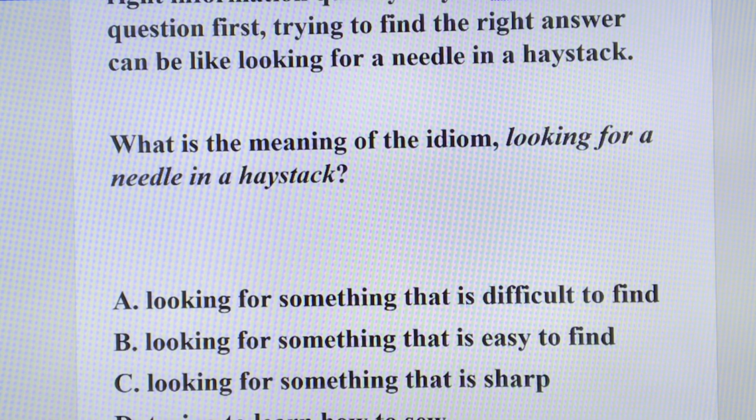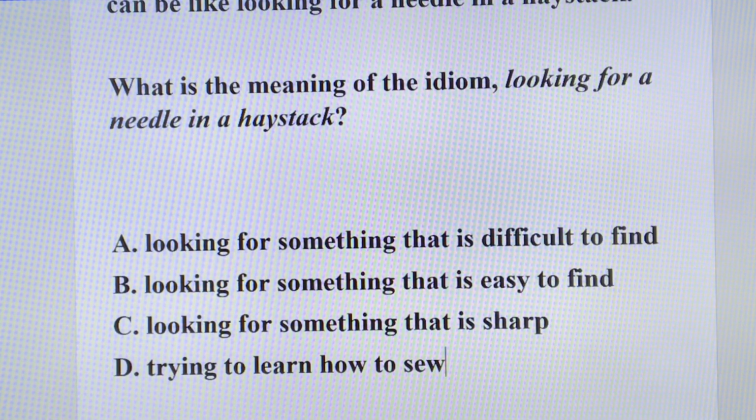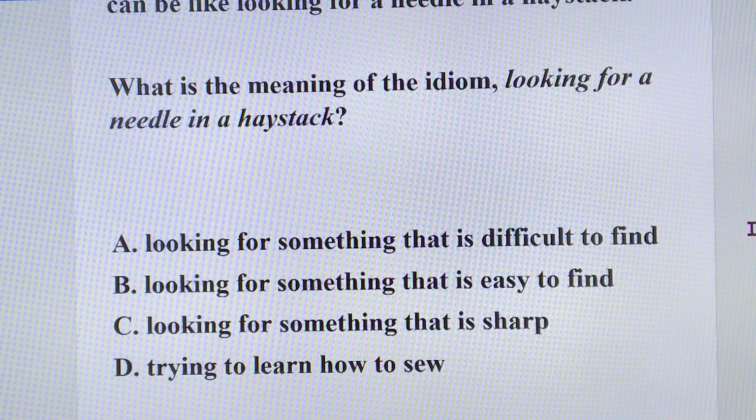What is the meaning of the idiom, looking for a needle in a haystack? It means looking for something that is difficult to find. This feels like a good choice to me, because if you're looking for an answer but you haven't read the question yet, I said it was going to be difficult to find that answer. So this feels like a good choice.